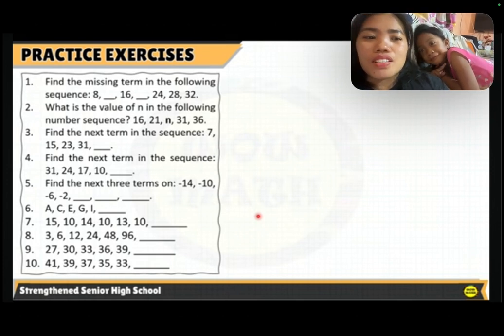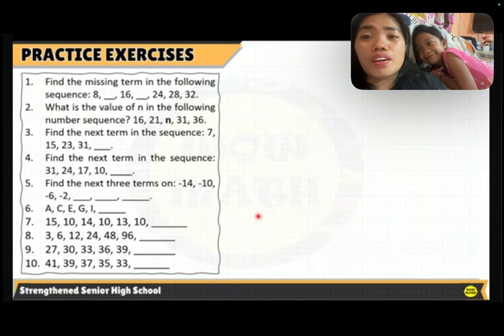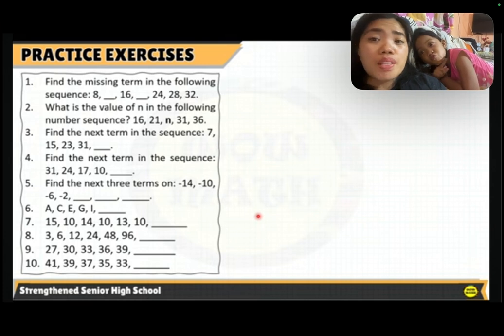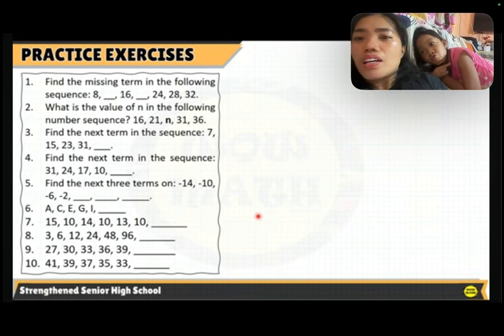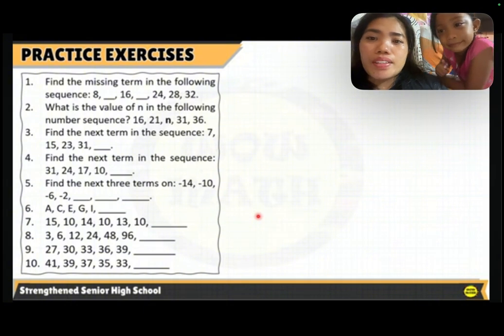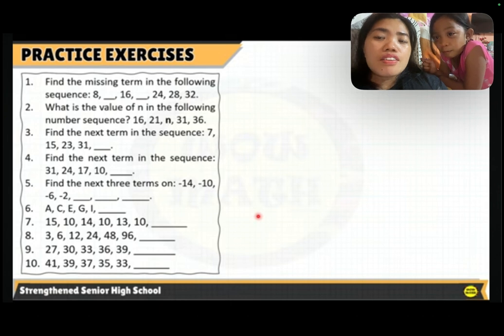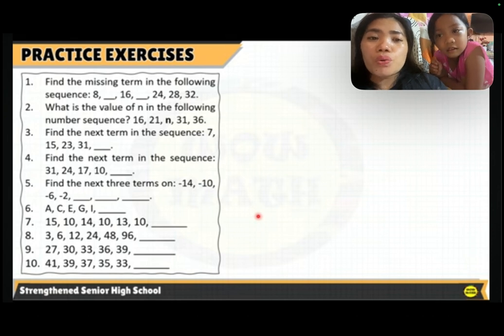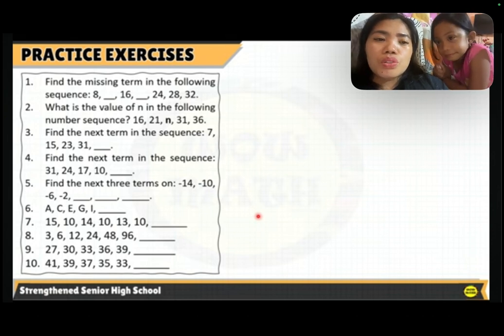Now I want you to answer this one, but anyway, the answers are provided. I'll give you a formative assessment later. Now at this point, we have number 1. Find the missing term in the following sequence: 8, blank, 16, blank, 24, 28, 32. Number 2, what is the value of n in the following number sequence? We have 16, 21, n, 31, 36.